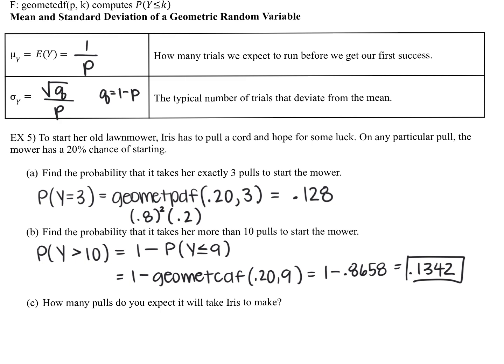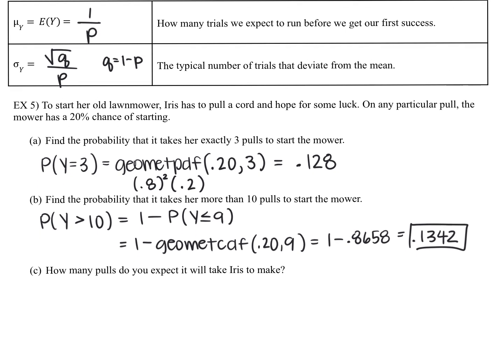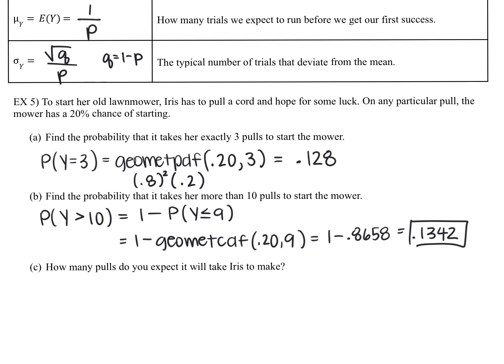And then, how many pulls do you expect it will take Iris to make? That's our expected value. Our expected value, or our mean, is 1 over p, so 1 over 0.20, which is 5. So we expect it takes her 5 pulls to start the mower.